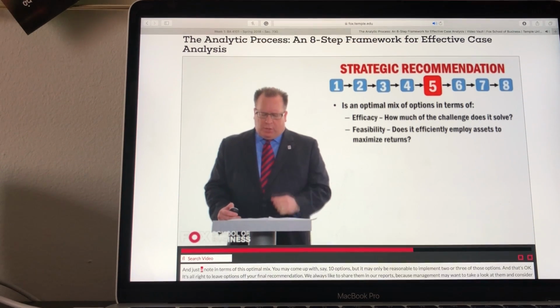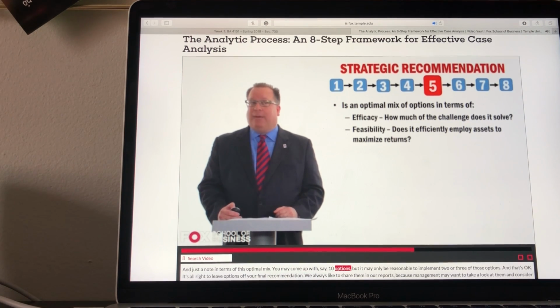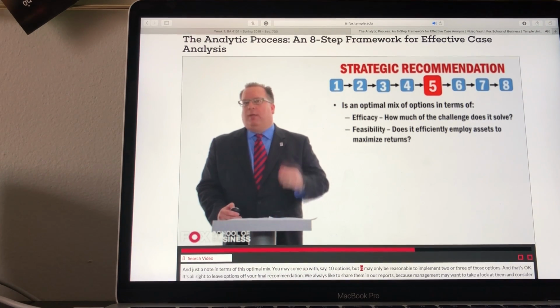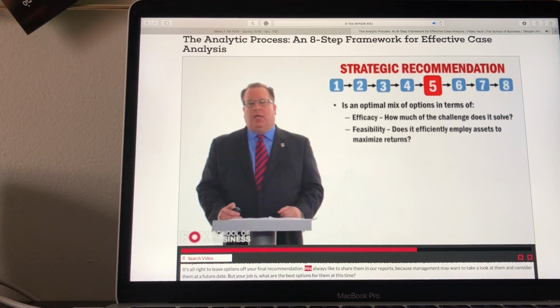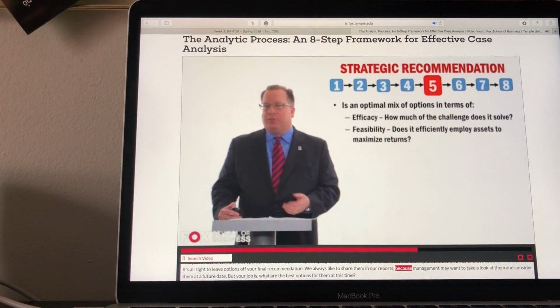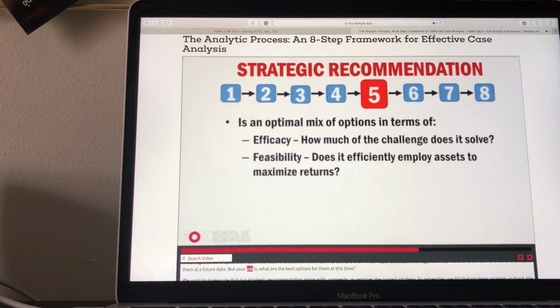All right. And just a note in terms of this optimal mix. You may come up with, say, 10 options, but it may only be reasonable to implement 2 or 3 of those options. And that's okay. It's all right to leave options off your final recommendation. We always like to share them in our reports because management may want to take a look at them and consider them at a future date, but your job is what are the best options for them at this time.